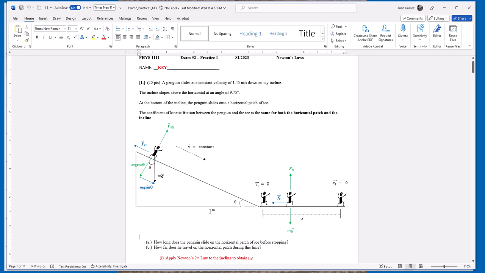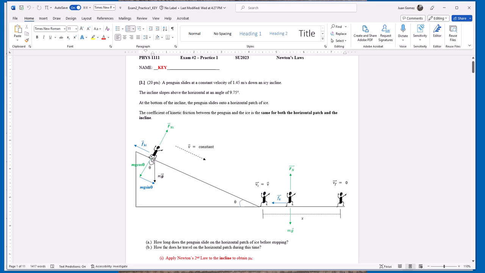Let me draw all the forces acting on the penguin. There's mg, pointing in the negative y direction. There's Fni, the normal force of the incline on the penguin. Now remember, the penguin is sliding down the incline, and you're told that there's friction. So Fki, the kinetic friction force on the incline, is directed up the incline.